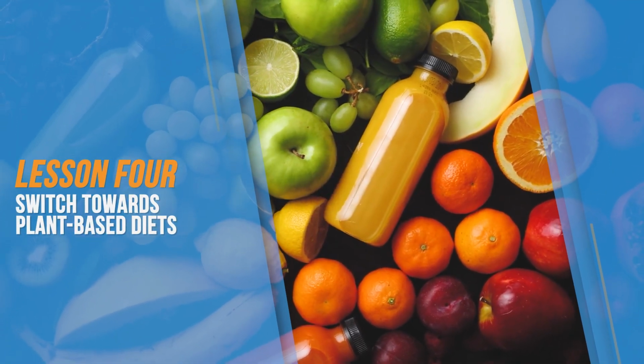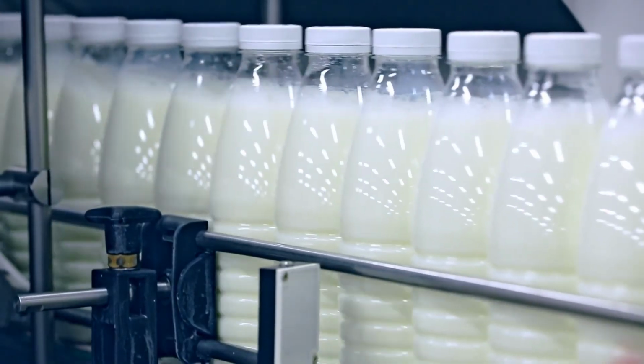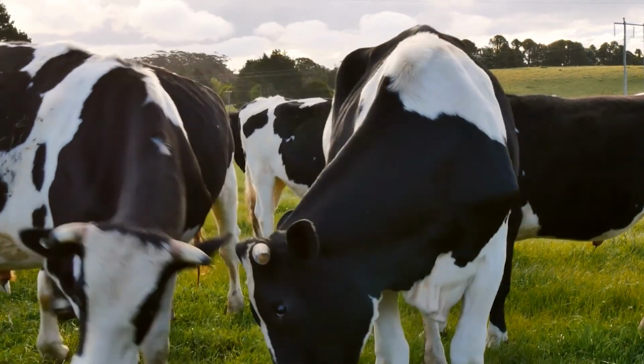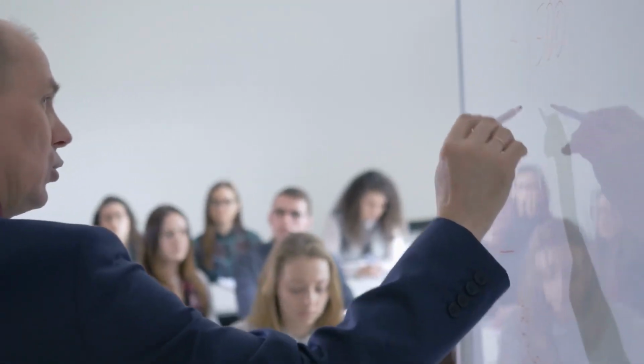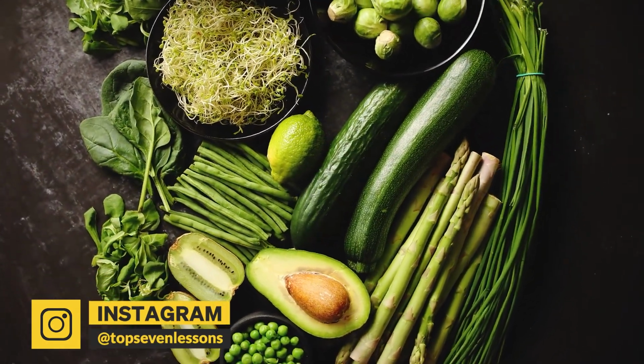Lesson 4. Switch towards plant-based diets. Studies show that the production of meat and dairy products releases large amounts of greenhouse gases. Consequently, higher consumption of meat and dairy would require an increase in production. These reports and studies further state that plant-based diets are associated with the greatest reduction in greenhouse gas emissions.